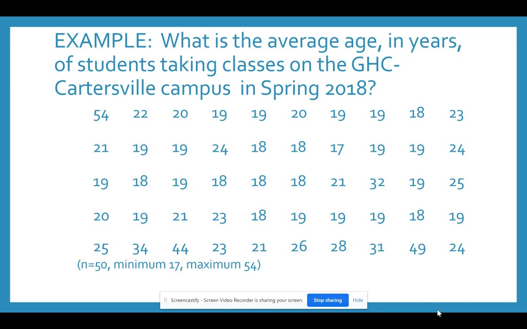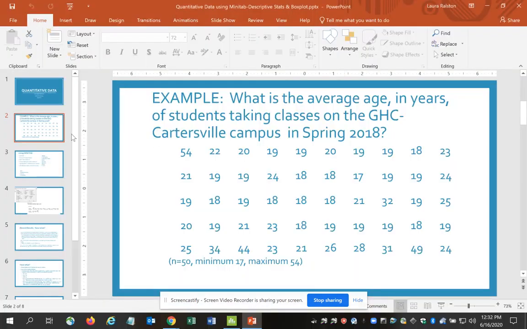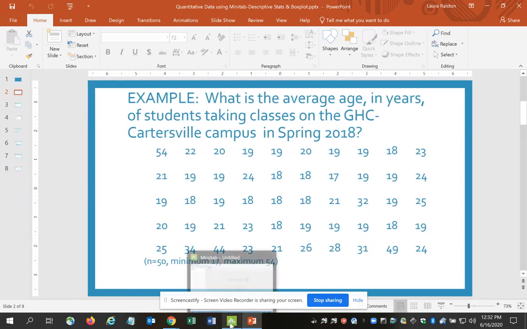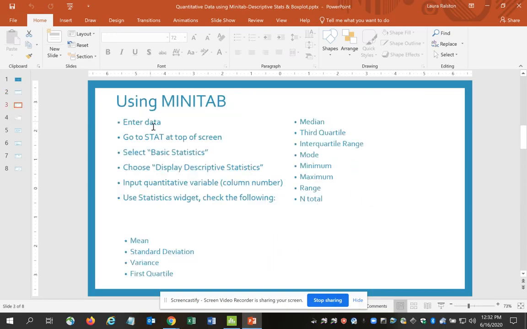So initially we would have to take that raw data and enter it into Minitab, or whatever statistical software we're using, because remember, you can't really do anything unless you have the data. So I've actually already entered that into Minitab for us. The process that you go through is very intuitive, but I do have the process typed out here for you on this particular slide.